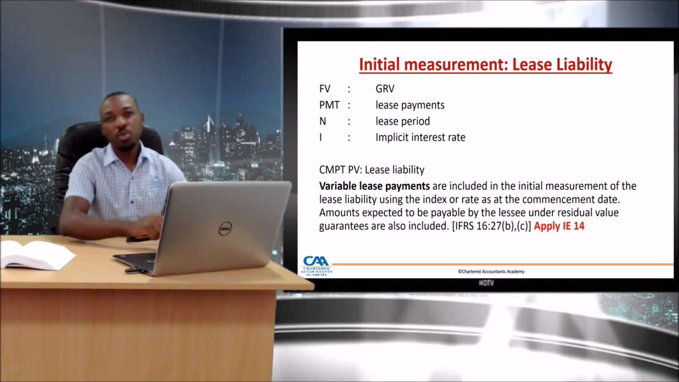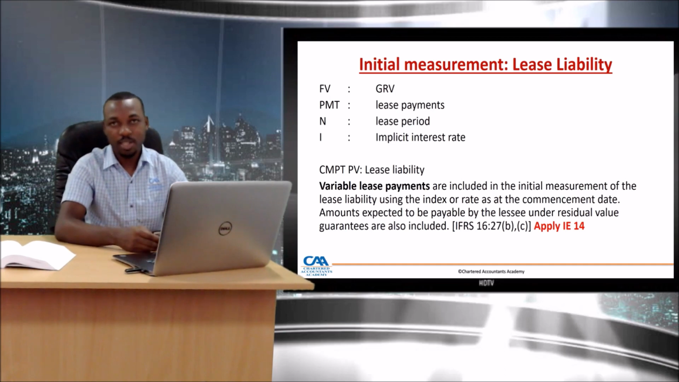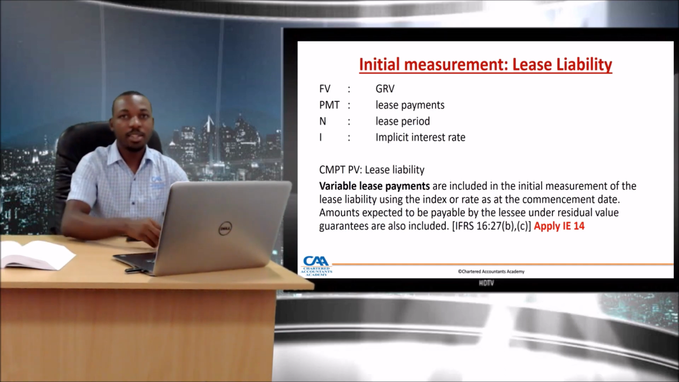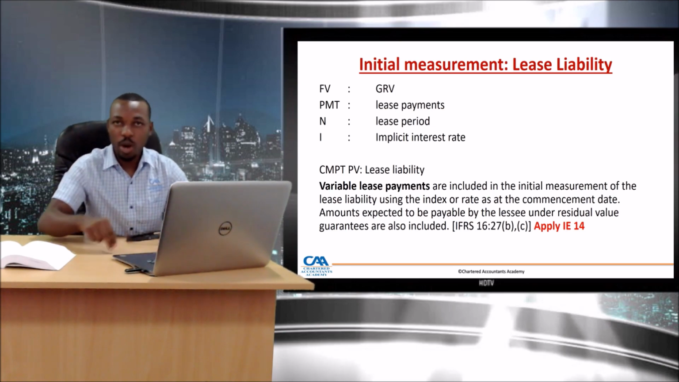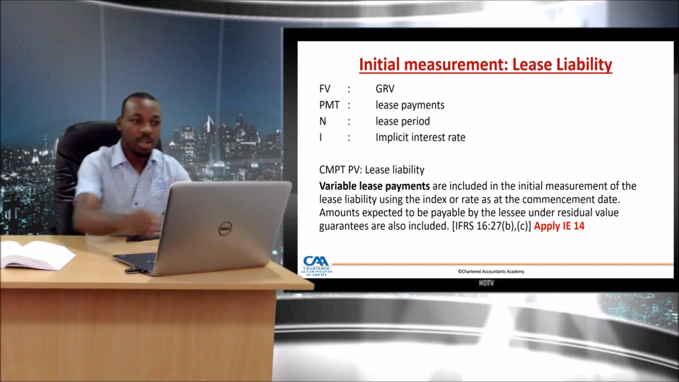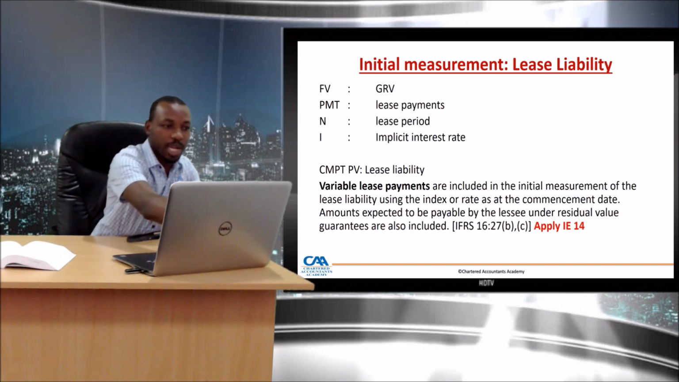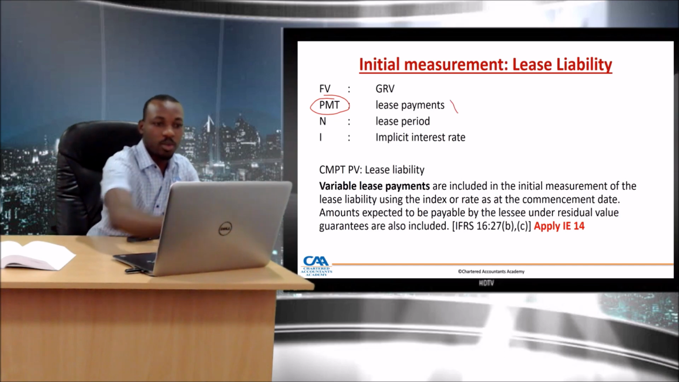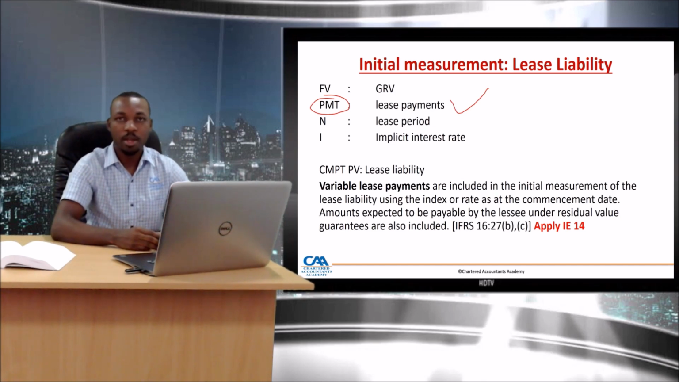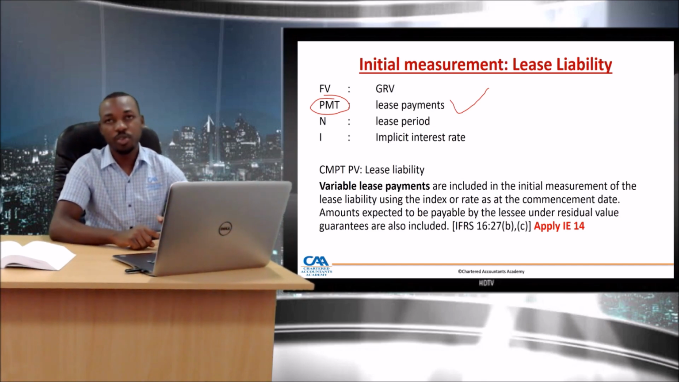It includes those payments which you've guaranteed to make during the lease period. And it includes the annual or monthly lease payments, which we usually call the rentals. This is the one that we usually put under PMT here: the series of payments which you make over time. Those will contribute to the lease liability.